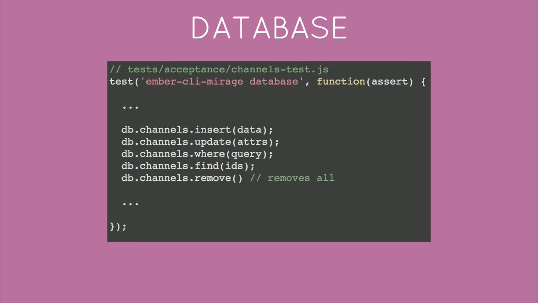And then you also have the ability to access the database directly. So this should actually be server.db on all these calls. This is an acceptance test, and you have access to the in-memory database of Mirage. Here you can say, hey, I want to get all the collections, and it has all these different functions on here. So you can manually insert data, or update it, or find it, or remove all the data.